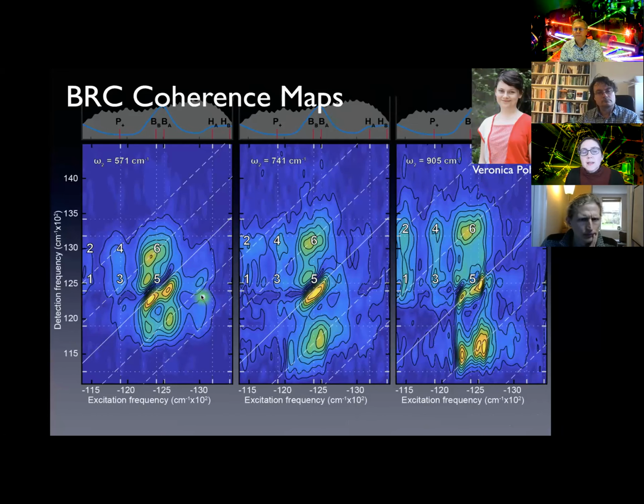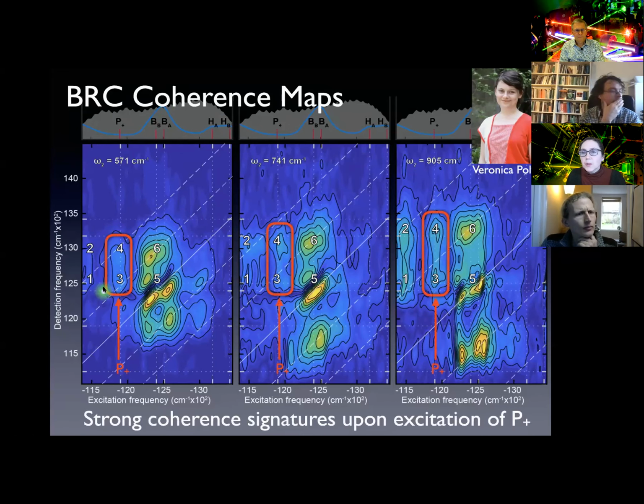Okay, so things get a lot more interesting when we look at the bacterial reaction center coherence maps. All right, and so just to orient you, here I'm showing the linear absorption spectrum on the top. And this is the upper P exciton state that we identified previously in our kinetic fitting. And interestingly, we see very prominent features in the coherence maps at this upper P exciton state. Even though it was barely visible in the 2D spectra themselves, in the coherence maps, it really lights up.